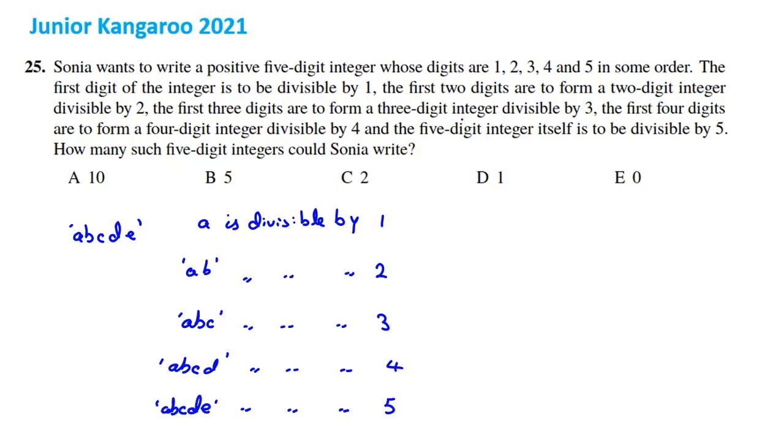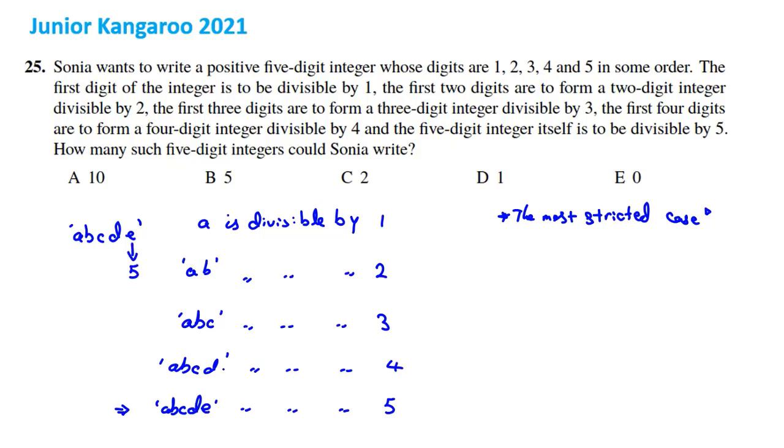Now, because the digits are 1 to 5, and when we have some cases, we should start from which case? The most restricted case. It is so useful. If we consider these conditions, which condition is the most restricted one? The last one. Because it is a multiple of 5, the last digit should be 0 or 5. We don't have 0, so the last digit is 5. So E is 5.